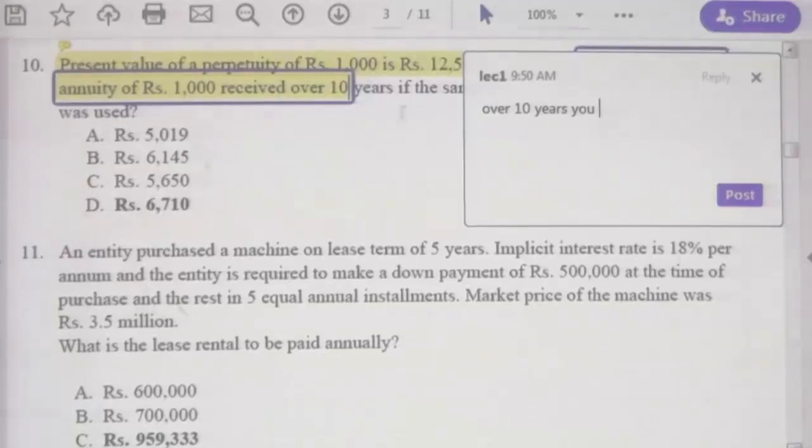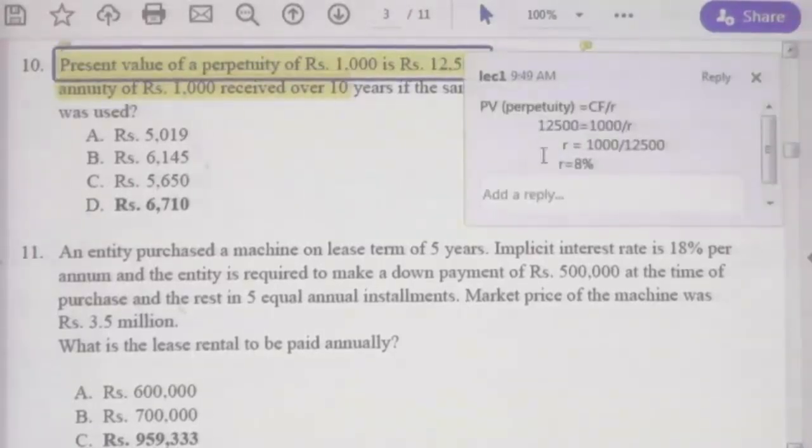You will receive 1000, 1000, 1000, 1000, like that every year up to 10 years. Total, without discounting, it is 10,000 you will receive over 10 years. However, what is the present value if you receive this at an interest rate of 8%? Because they ask us to use the interest rate we used in the perpetuity, 8%.